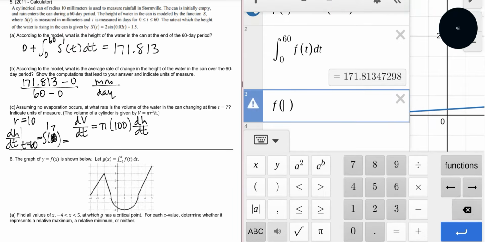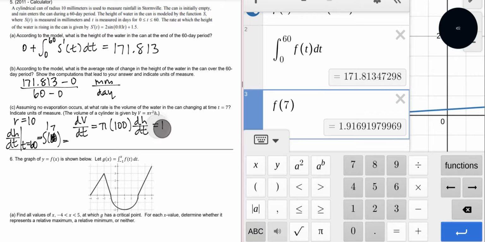Okay, f of 7. So that's going to be 100, maybe I'll say at t equals 7, and 100 pi multiplied by 1.91692. Okay, and this one's calculated, so we could plug that in. I'm just including a few extra decimals just in case, because I'm not going to simplify my answer.